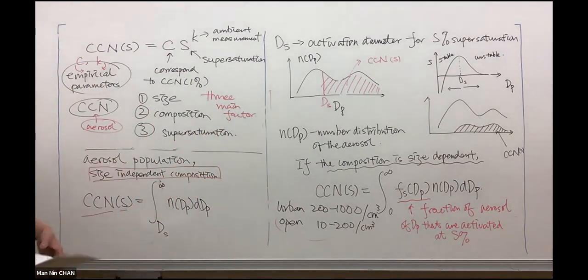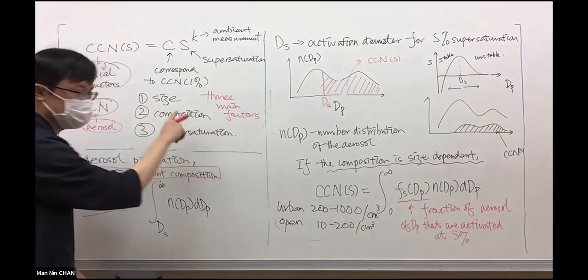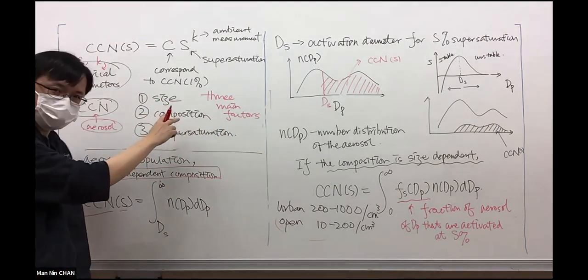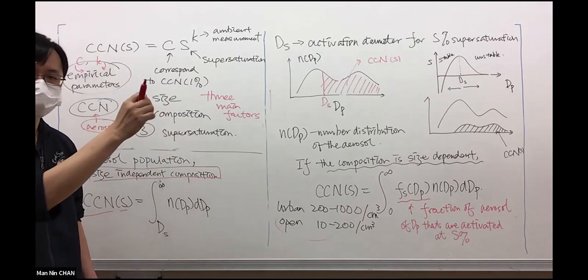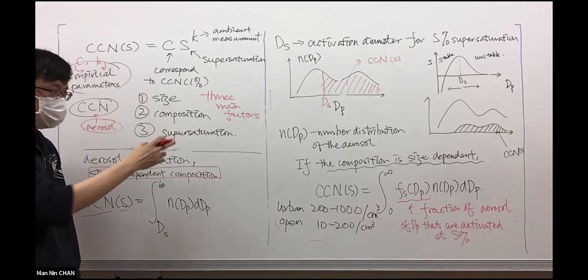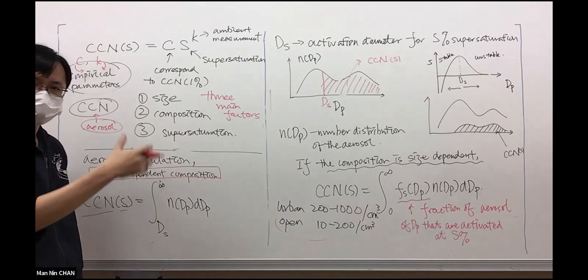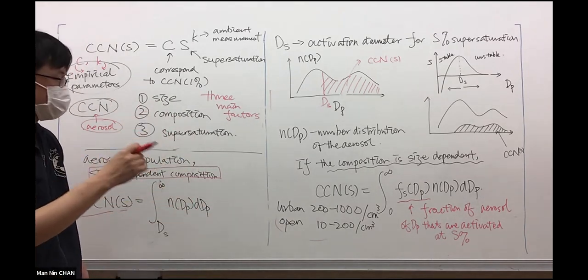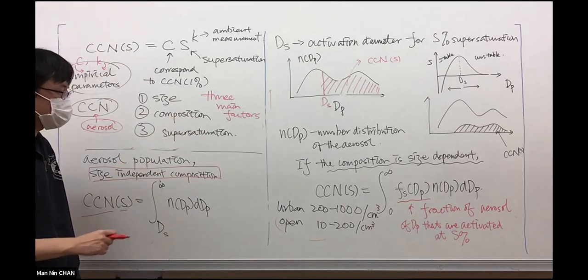So the first one is the size, because this will give you the Kelvin effect term. Then the composition, which is more related to your solute effect. It depends on your soluble material, surfactants, or the insoluble materials. So this is the composition.